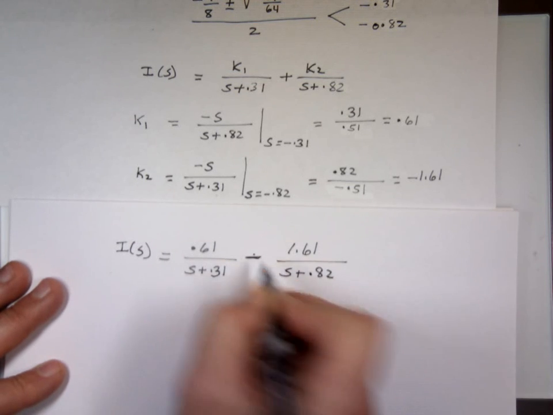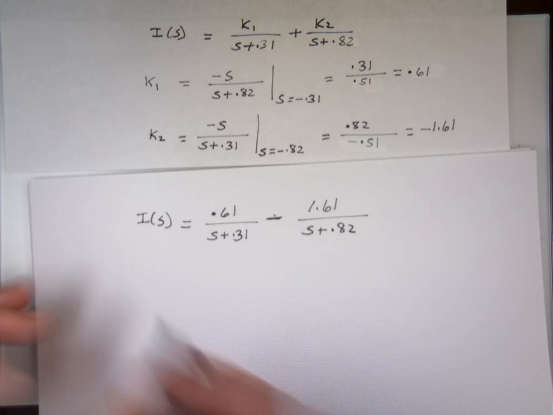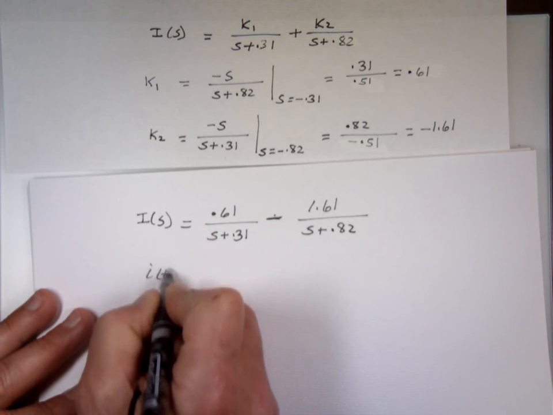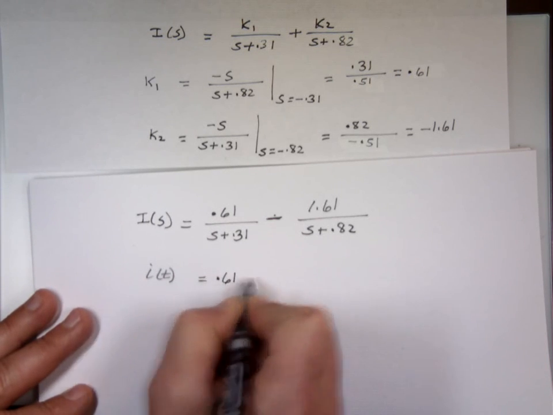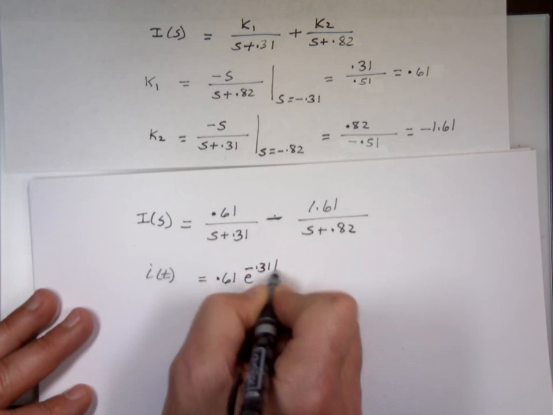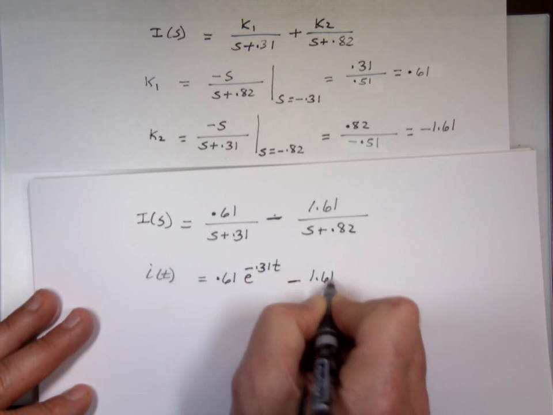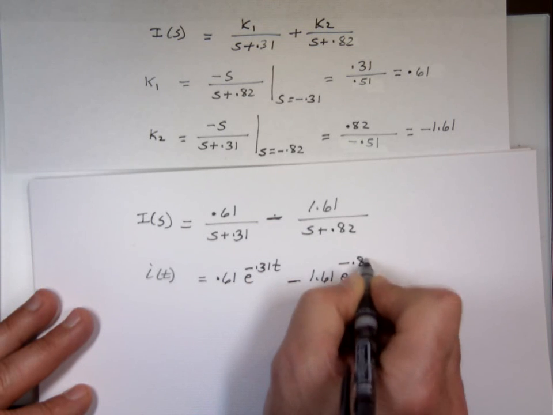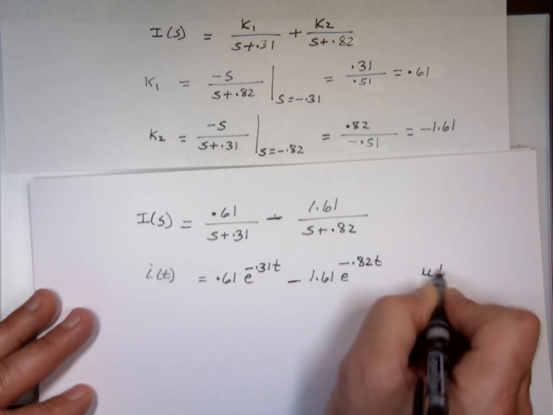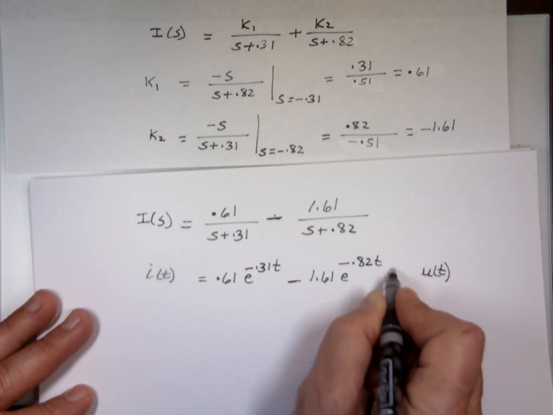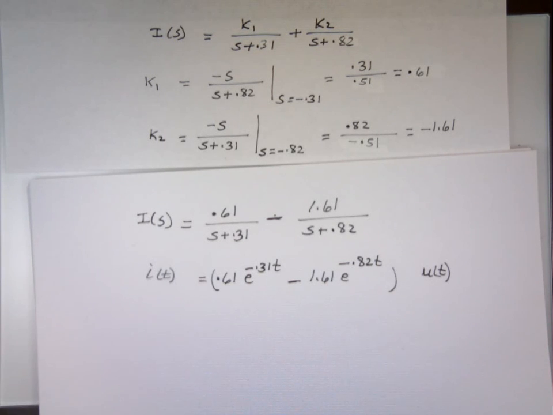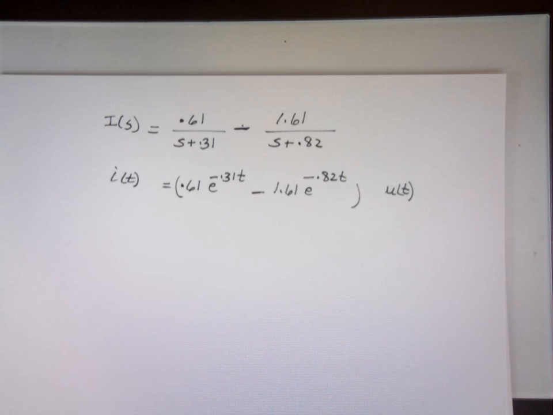And now I'm going to finally change everything to I sub t. I as a function of t: 0.61 e to the negative 0.31 t minus 1.61 e to the negative 0.82 t, and u sub t, because this calculation is for t greater than 0. So my calculations were based on t greater than 0. That's why the u sub t. This is for t greater than 0.